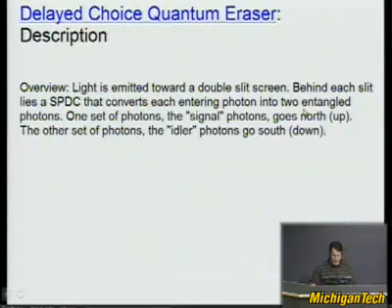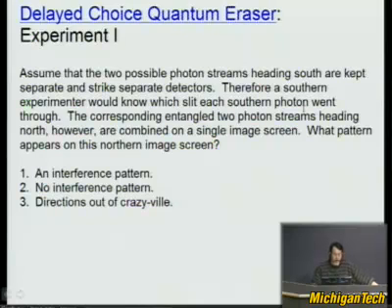So let's go to the next one. Light is emitted toward a double slit screen. As I said, behind each slit lies an SPDC that converts each entering photon into 2 entangled photons. One set of photons, the signal photons, goes north. One set goes south. They're the idler photons. So assuming that the 2 possible photon streams heading south are kept separate and strike separate detectors, therefore a southern experimenter would know which slit each southern photon went through. The corresponding entangled 2 photon streams heading north, however, are combined onto a single image screen. What pattern appears on the northern image screen?